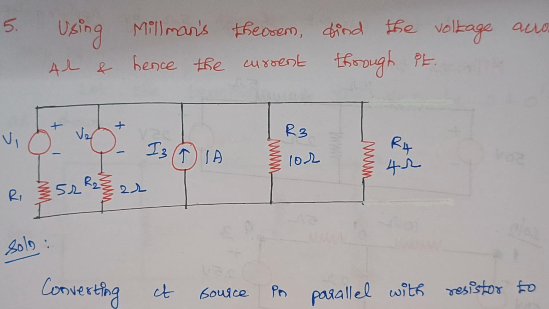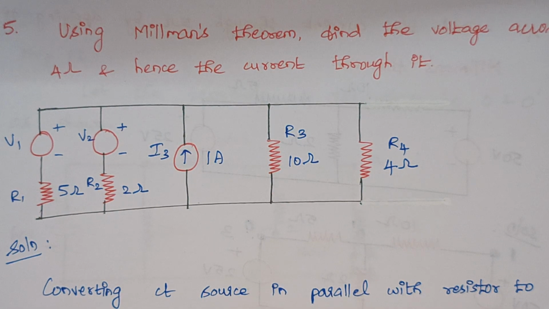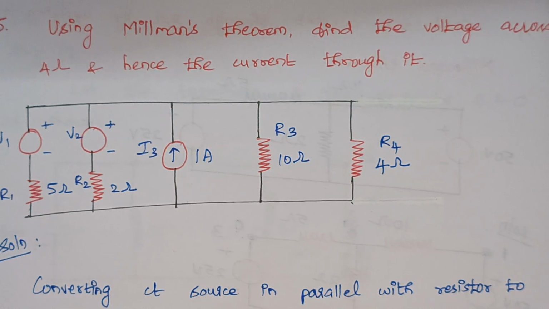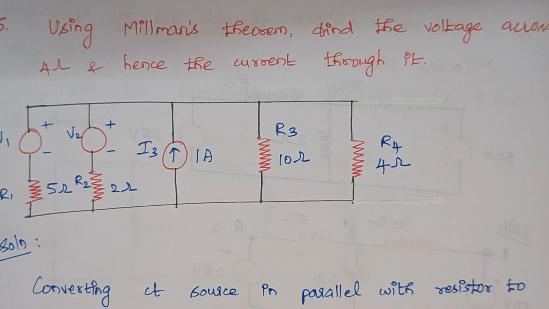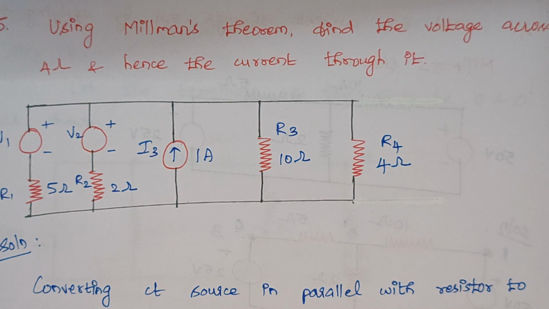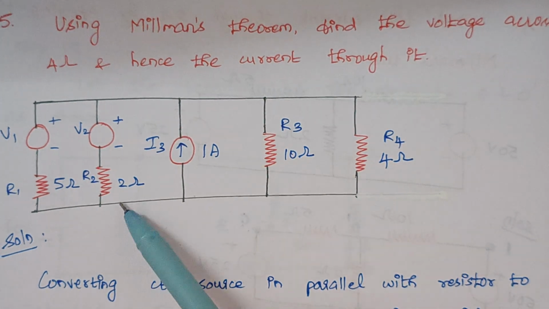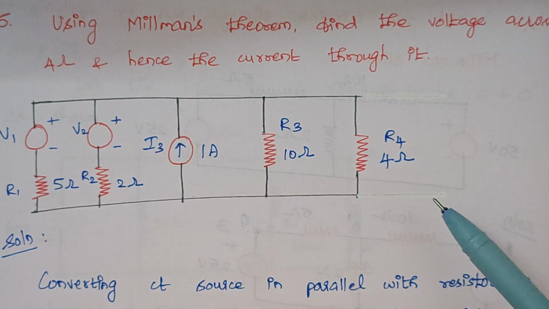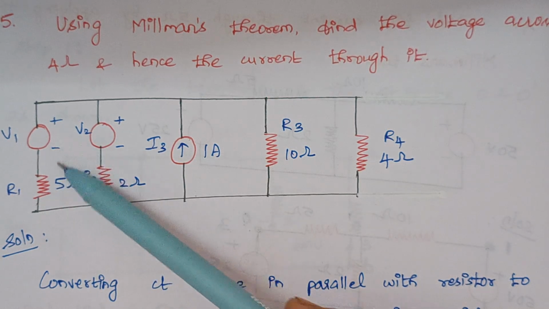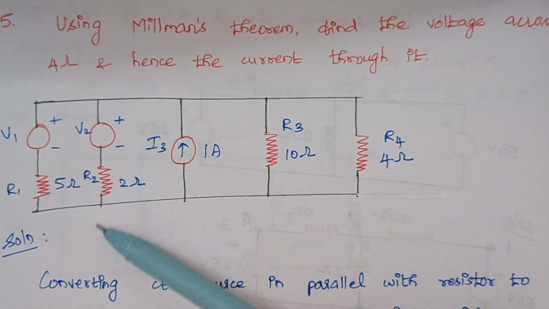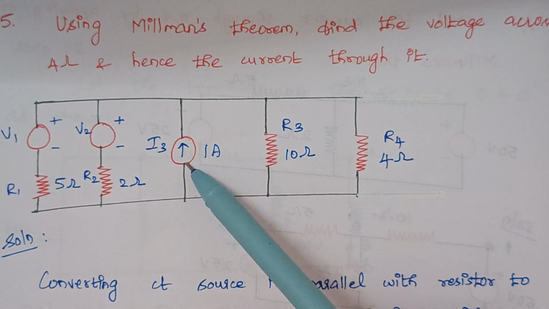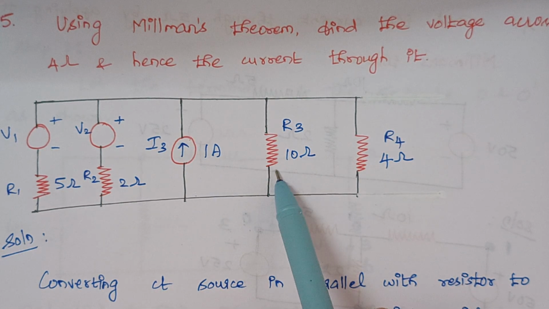The problem is, using Millman's theorem, find the voltage across 4 ohm and hence the current through it. Again we need to calculate the voltage and current across 5 ohm, current through the 4 ohm resistor. Here is the given circuit diagram, right? Here we have a voltage source in series with resistance and here also the same. But here you see we have a current source in parallel with the resistance.